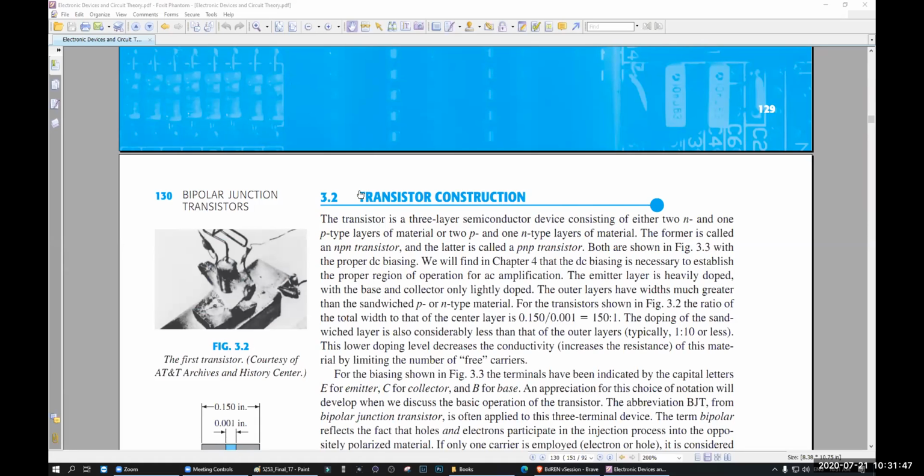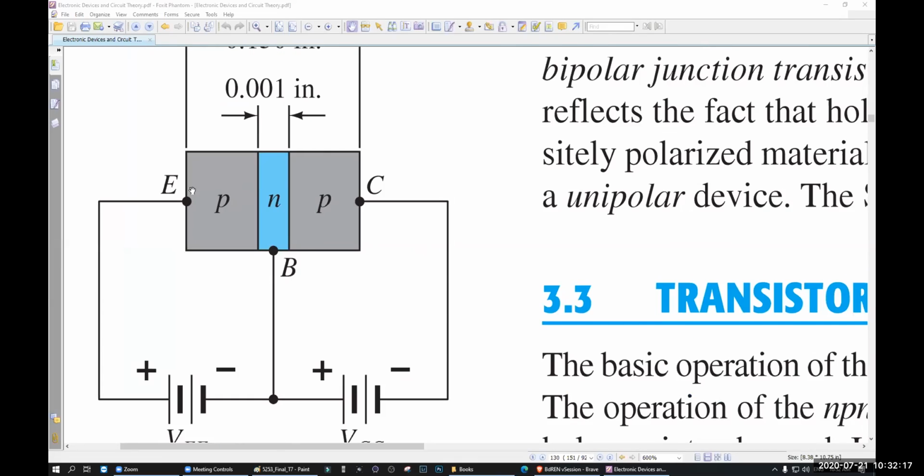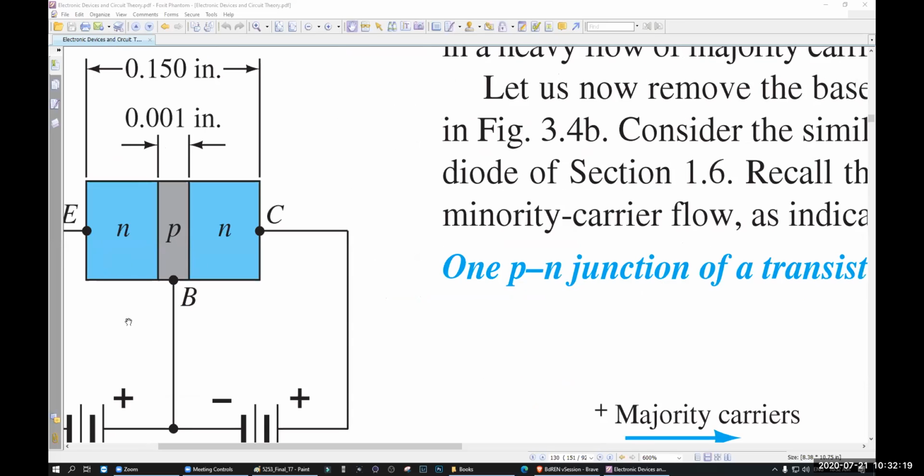Now, transistor construction. Here you always have to remember, transistors are actually a sandwich of PNP material or NPN material. Normally the middle part is smaller and the other two parts are bigger. So the middle part is always called base, and the other two parts are called emitter and collector. Can you see that E and C? Emitter and collector. This is the base, this is emitter, this is collector.